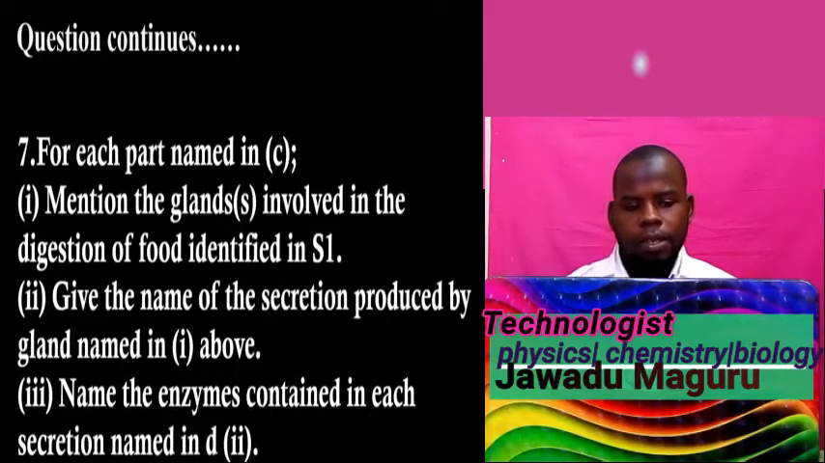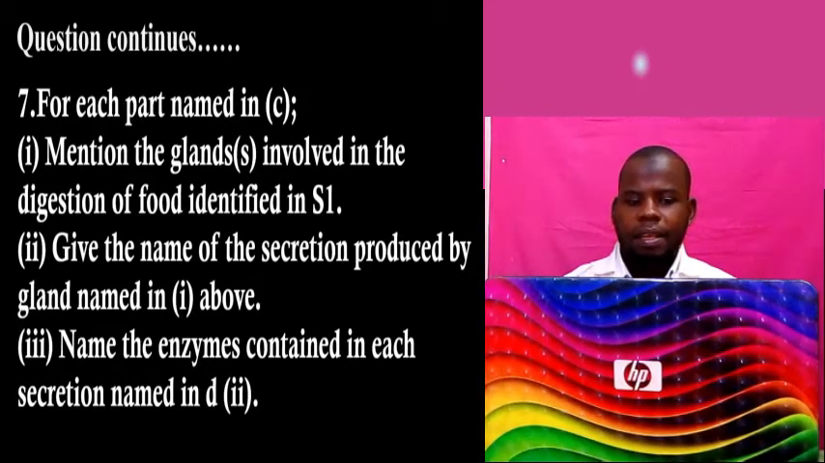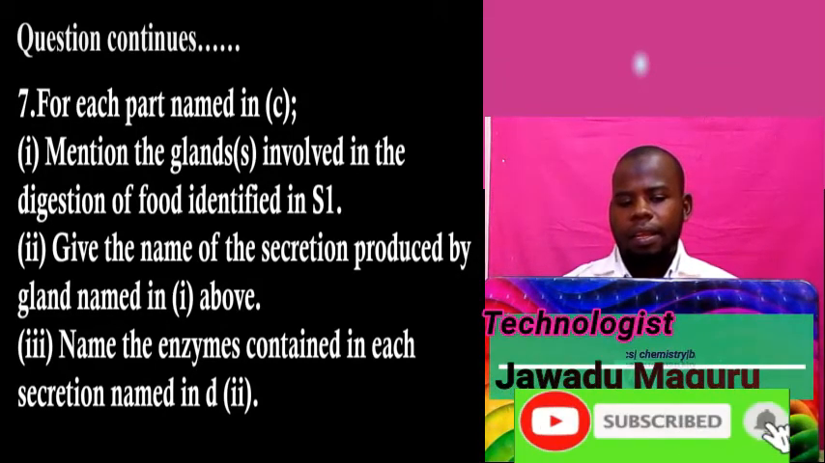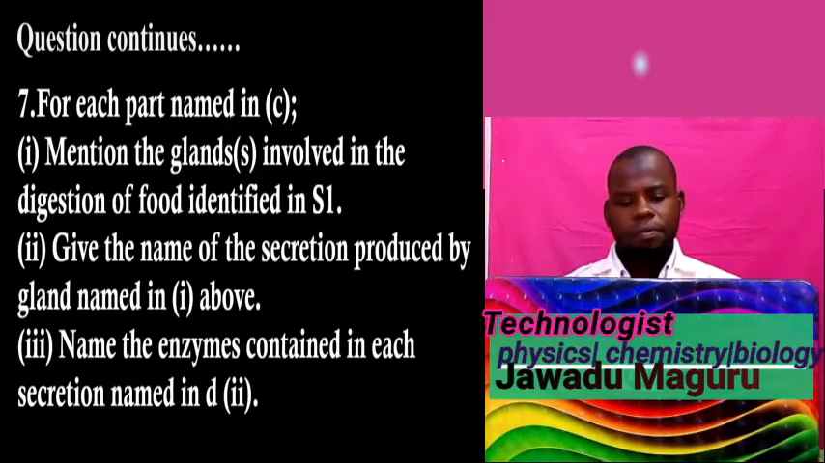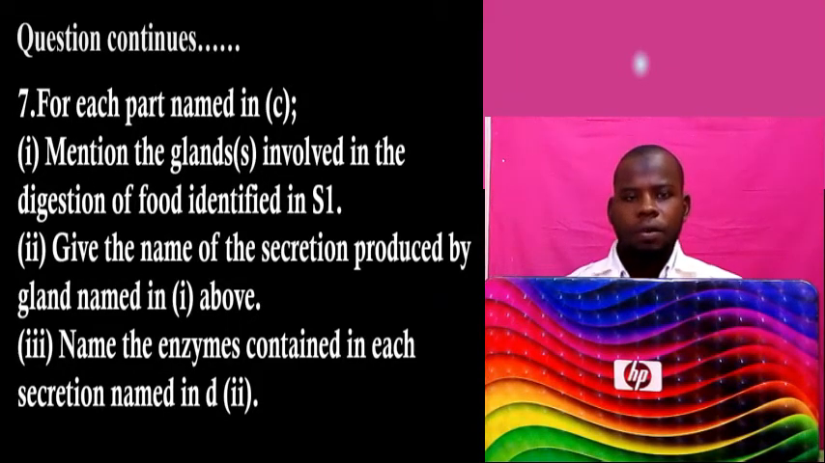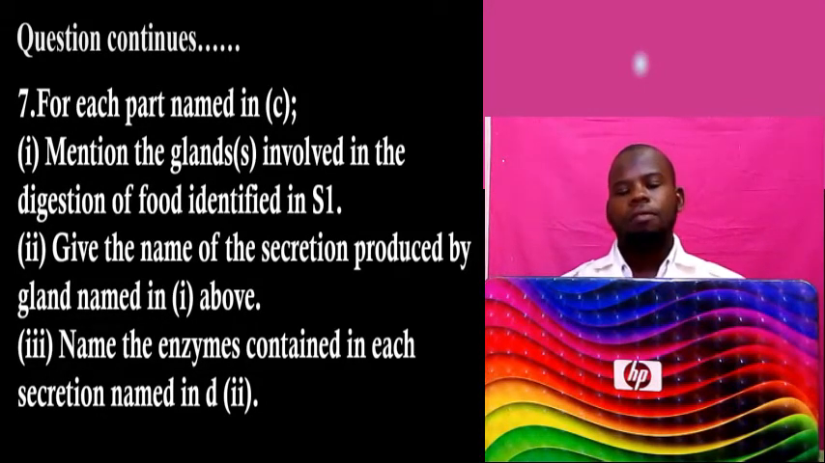Another question, question number 7. For each part named, there is a question in C. They ask about the part of digestion, the part of the alimentary canal. For each part of the alimentary canal, you have question number 1: mention the glands involved in the digestion of food identified in S1. Those foods are digested through enzymes, and the enzymes come from other organs, from glands. So what are the glands that secrete enzymes? You have to mention the glands involved in the digestion of the food identified.